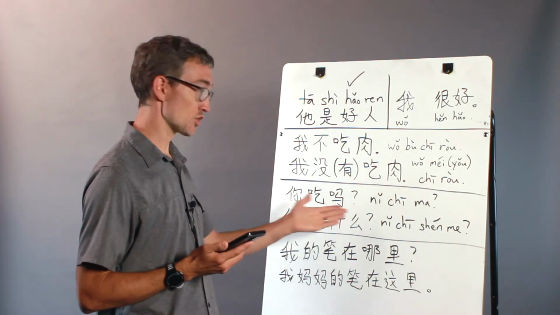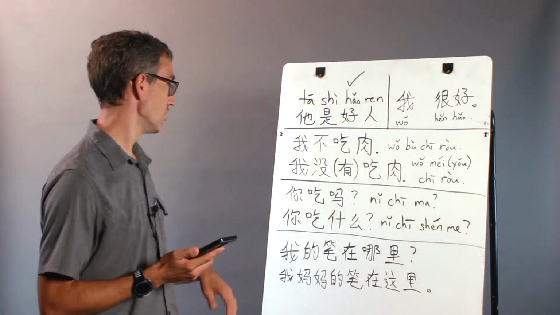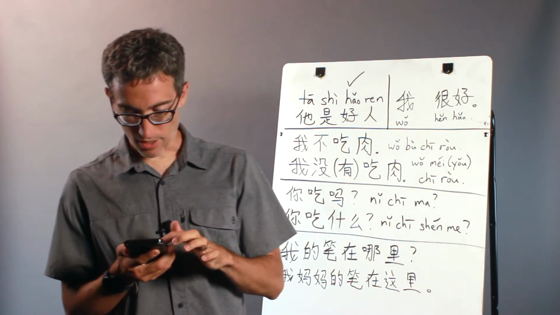You could say 我吃肉. I eat meat. So the answer is meat. The question word goes right there. 你吃什么?